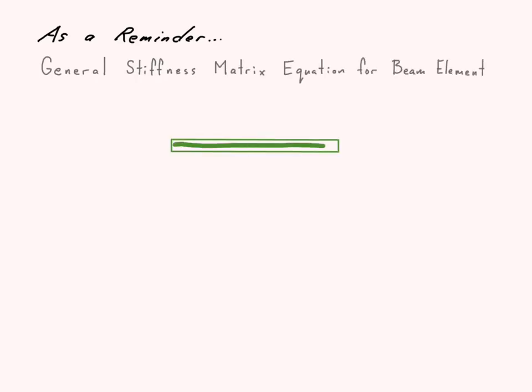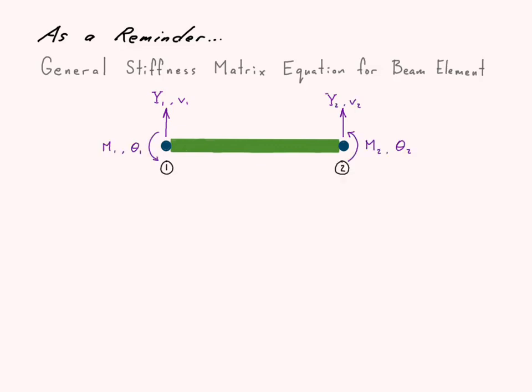We'll get started with the elemental stiffness matrices, and this is just a reminder for a beam element. This is the general stiffness matrix equation. So maybe we can go ahead and forward through this. There we go, that's what we wanted to use. So yeah, we have our transverse forces and displacements, and then we have our moments and rotations.